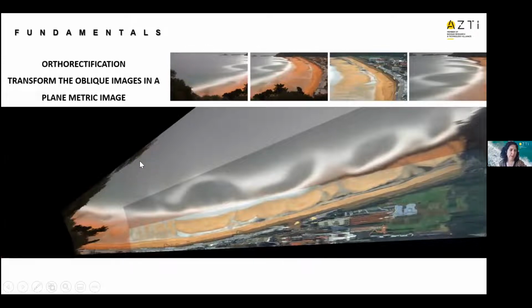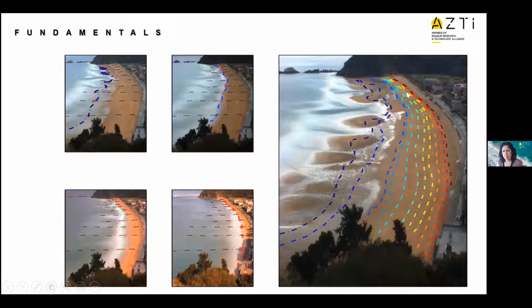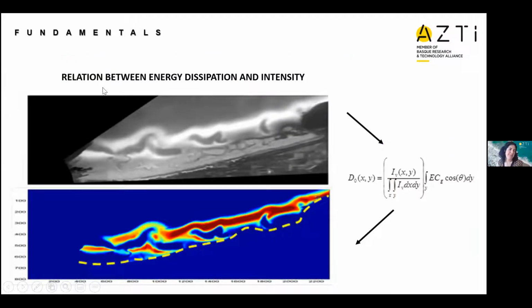Of course, we have to apply orthorectification to transform these oblique images into a planimetric image to apply all the processing and to get information. So you can see that we can see the shoreline during the different times of the year on the same beach. We can also apply the relation between the energy dissipation and the intensity of the waves, and we can observe what is happening in the water, not only on the coastline or on the beach. So again, more equations to extract the information.